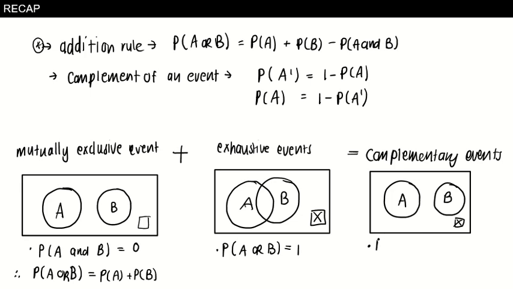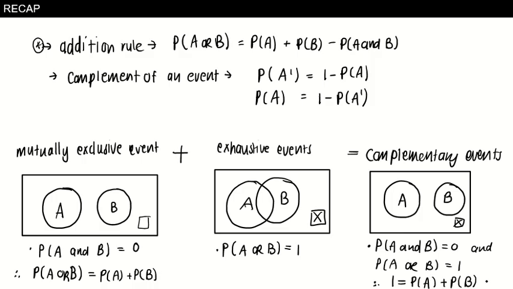So in this case, we know that the probability of A and B is equal to 0, and we also know the probability of A or B is equal to 1. So in this case, if we look at the addition rule, we know the probability of A or B is 1, which is equal to the probability of A plus the probability of B. And there's nothing to subtract since the probability of A and B is 0. So that is what we have been doing.